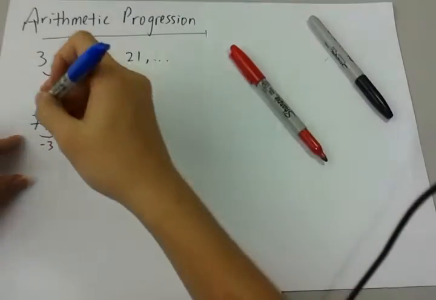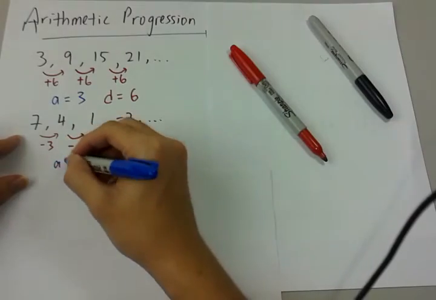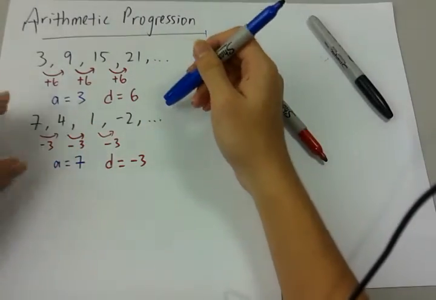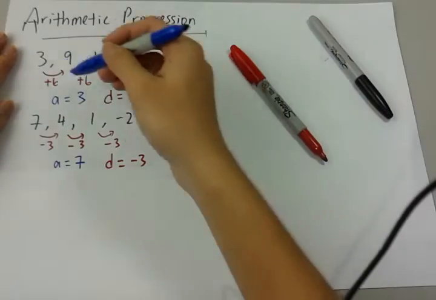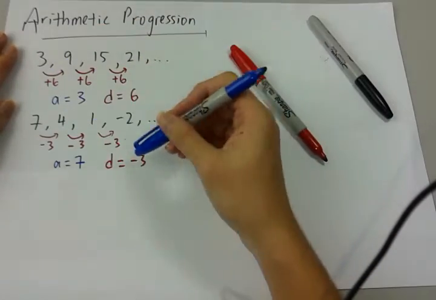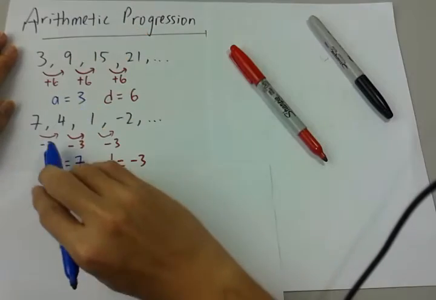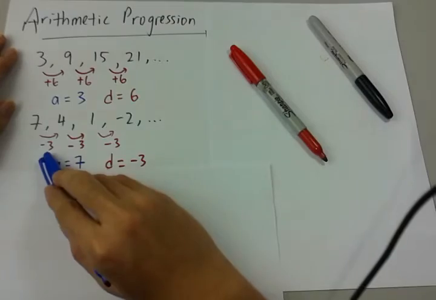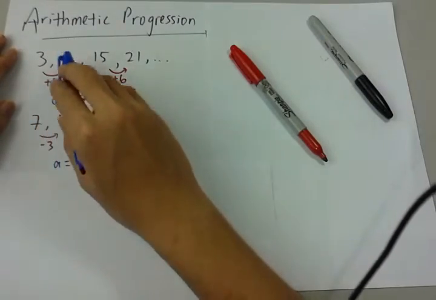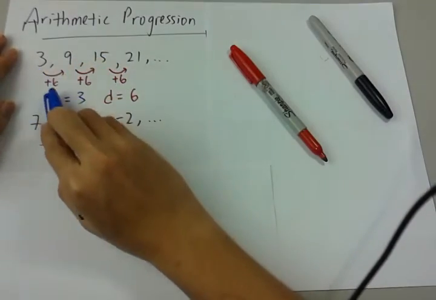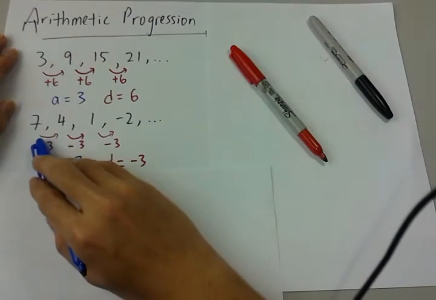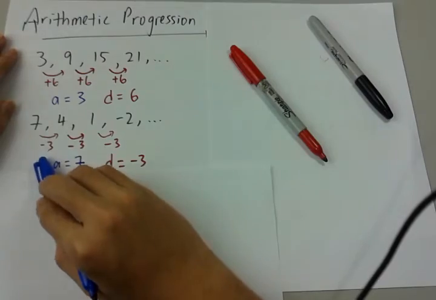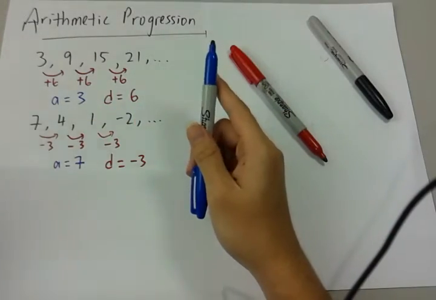So we have the common difference here of negative 3, and we have the first term of 7. Let me conclude. An arithmetic progression can be increasing or decreasing, it doesn't matter, as long as the common difference is the same. For the first example, the common difference is 6. You take the next term minus the previous term, you get plus 6. For the second example, you take 4 minus 7, you get negative 3. That is the common difference.